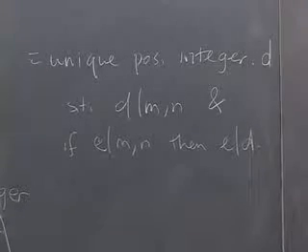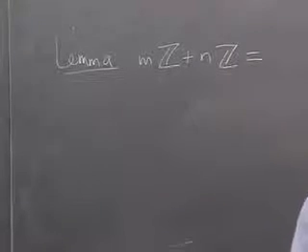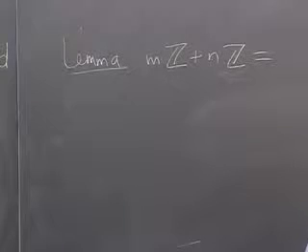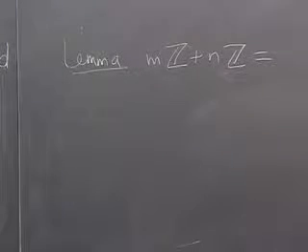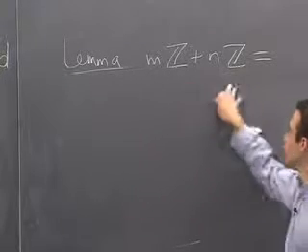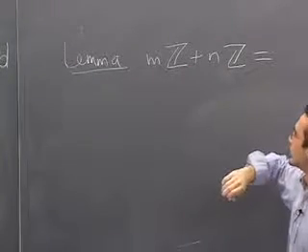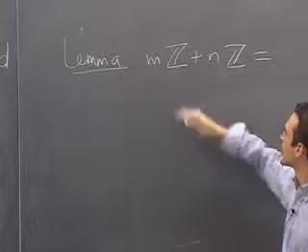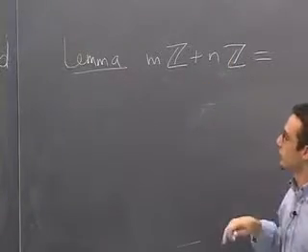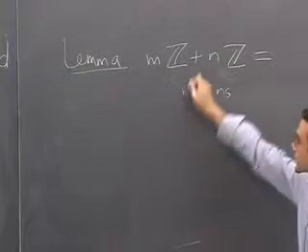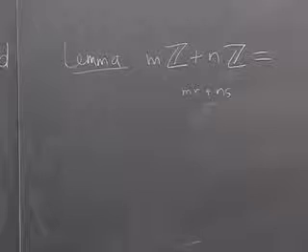So mZ plus nZ. First question. These are both subgroups of Z. Is mZ plus nZ a subgroup of Z? The answer is yes, and it's not hard to see. I mean, 0 is certainly in here. It's certainly closed under addition. And the negative of something in here is certainly again in here, because these are just things of the form mr plus ns. Or just negate those, etc. So this is certainly a subgroup.